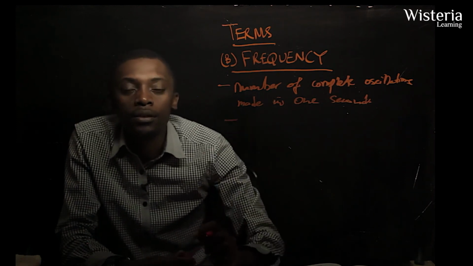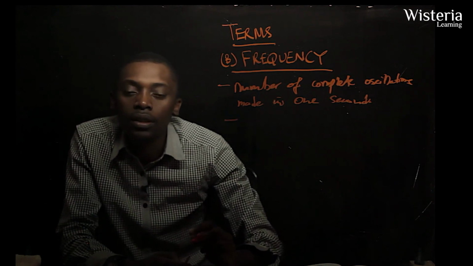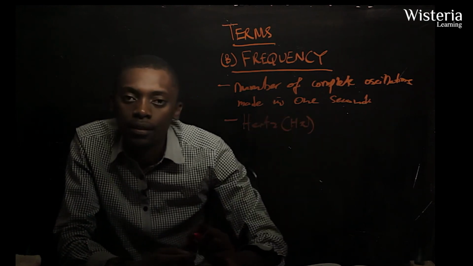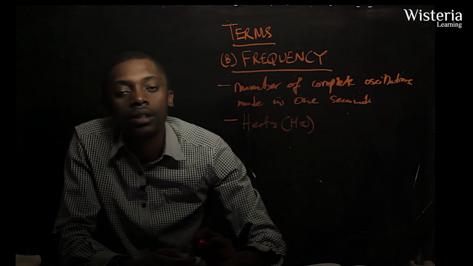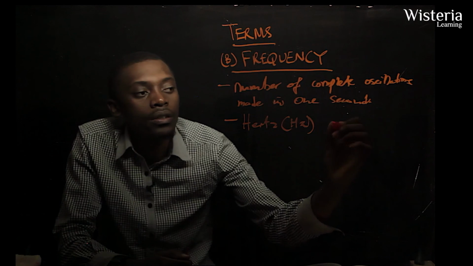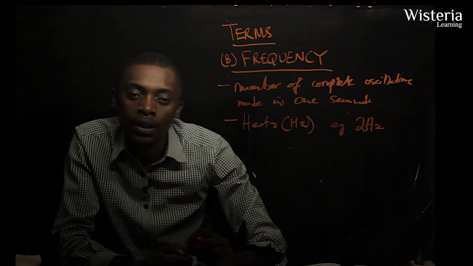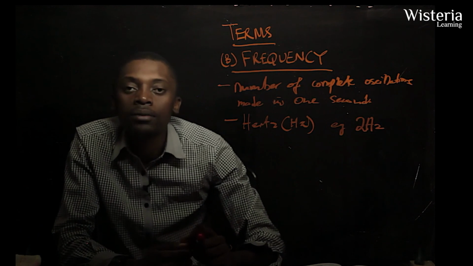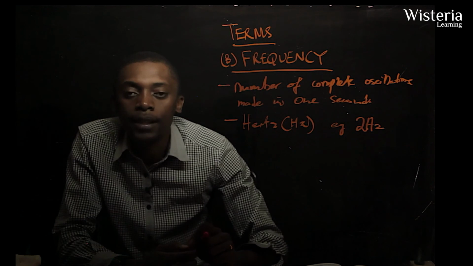After defining what frequency is, we now need to know the units we can use to measure frequency, and these are Hertz. Hertz is the SI unit for measuring frequency, and this simply means that if we have 2 Hertz, there are 2 complete oscillations made in 1 second. The same can be said if we have 5 Hertz. This simply means that we have 5 complete oscillations made in 1 second.